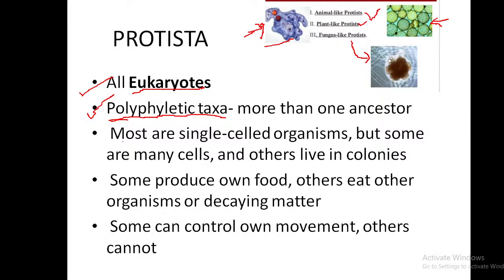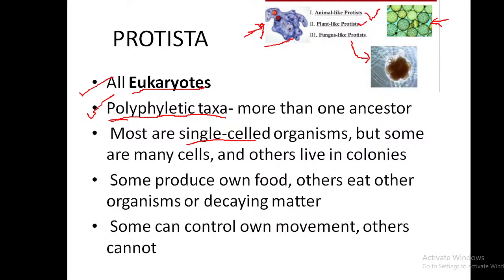Next character is that most of the protists are single celled. You can see here the amoeba picture. They are single celled, but some live in colonies. Here you can see that most of them are single celled.